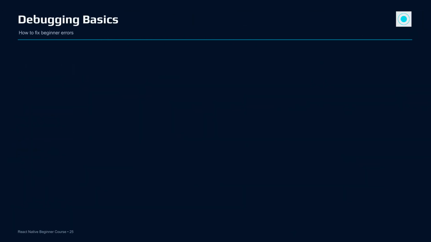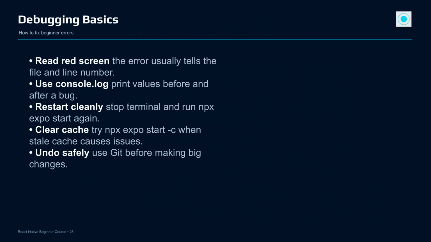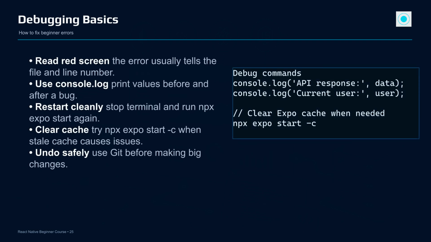Debugging is a normal part of development, so don't panic when you see a red screen. It usually points directly to the file and line causing the issue. Use console.log to track values. Clear your Expo cache if things behave strangely, and always use version control like Git before making major changes.